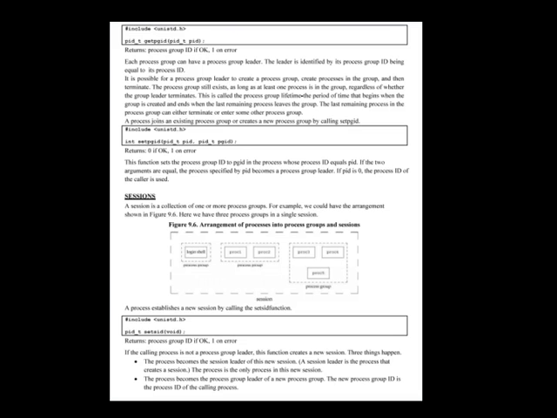Each process group can have a process group leader. The leader is identified by its process group ID being equal to its process ID. It is possible for a process group leader to create a process group, create processes in the group, and then terminate. The process group still exists as long as at least one process is in the group, regardless of whether the group leader terminates.